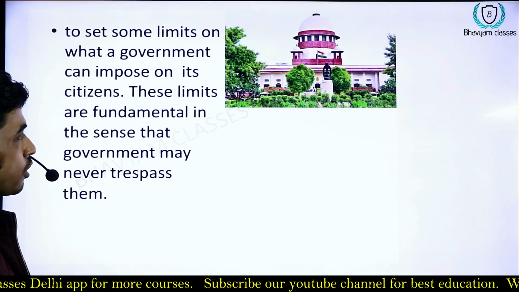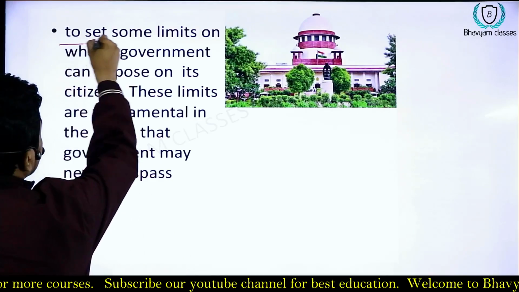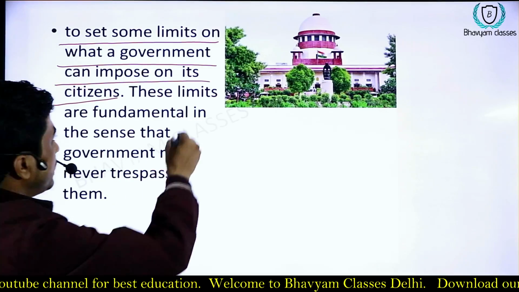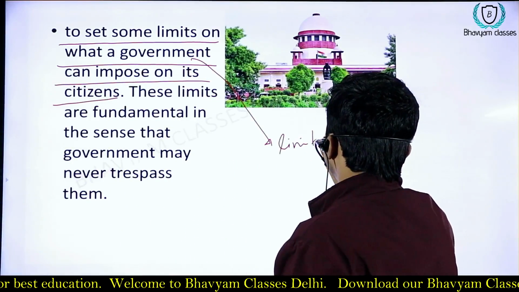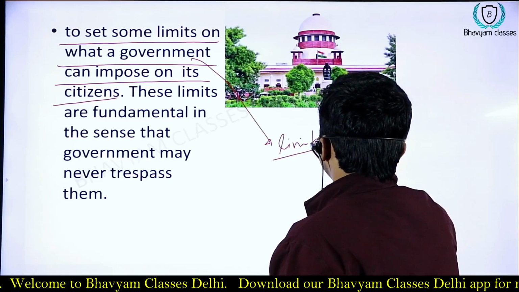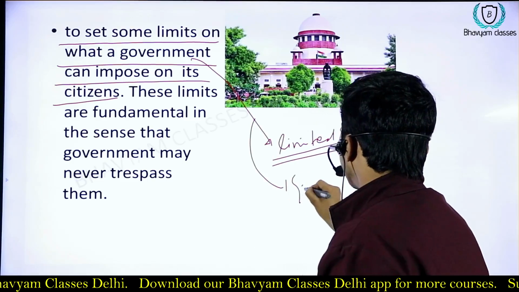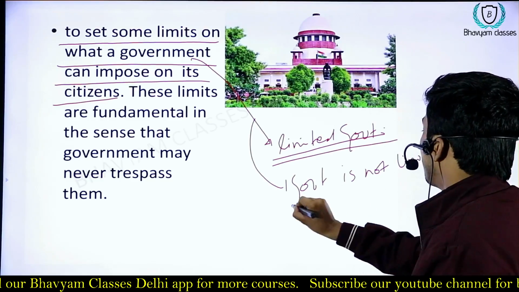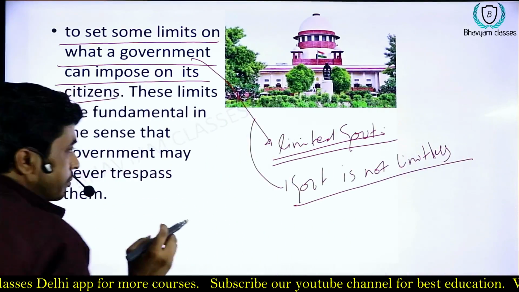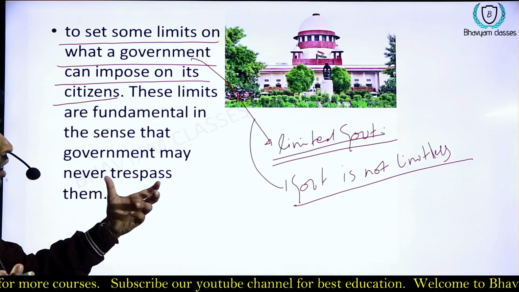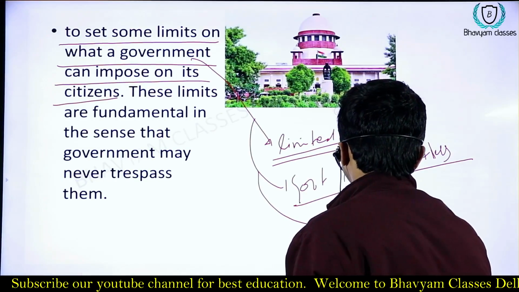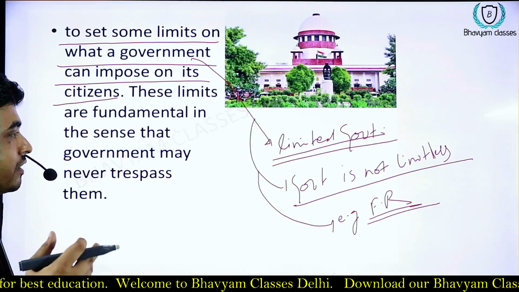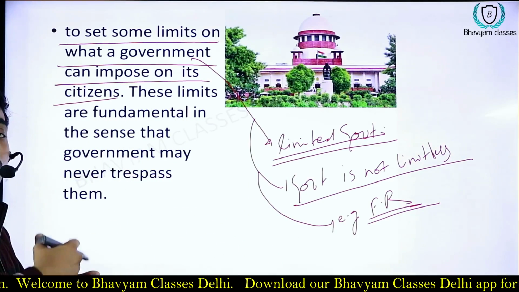Now moving on to the next point, that the constitution also sets some limits on what government can impose on its citizens. That means it follows the idea of limited government. Government is not limitless. It has some boundaries, and these boundaries have been set up by our constitution. If we talk through examples, fundamental rights: the government can't violate our fundamental rights. There are restrictions on the government, that it cannot cross the line or go beyond a certain point.